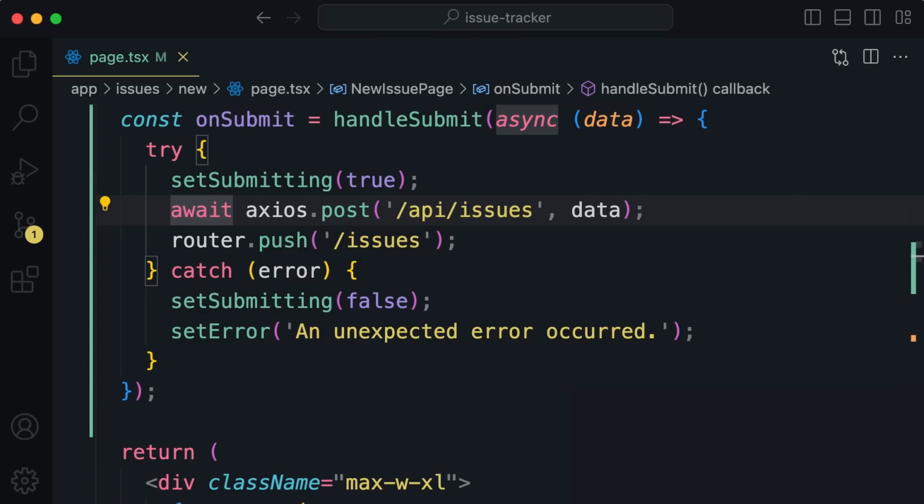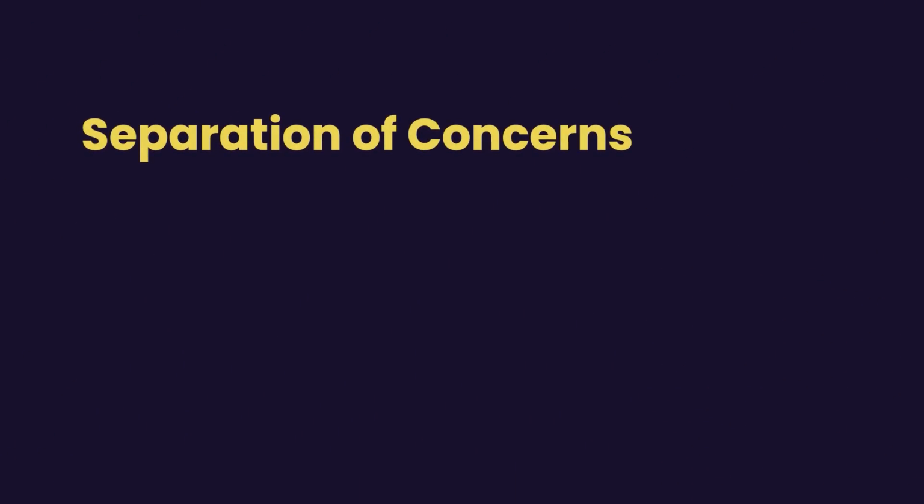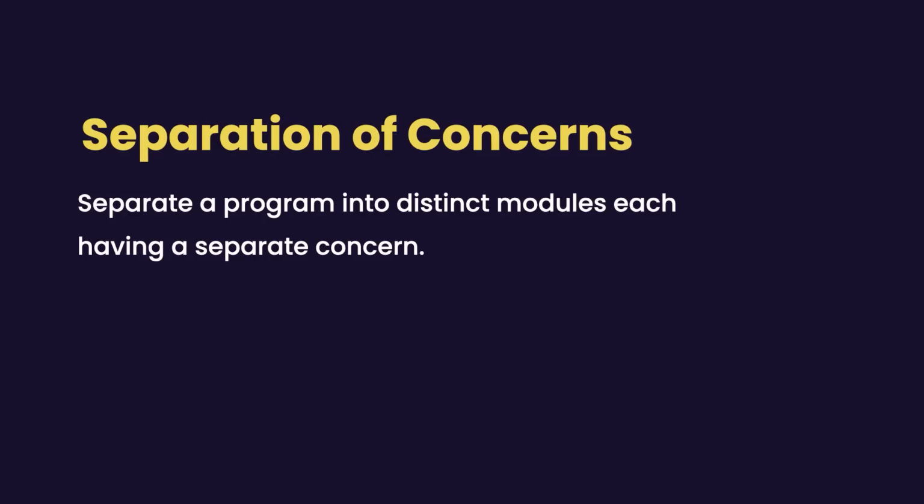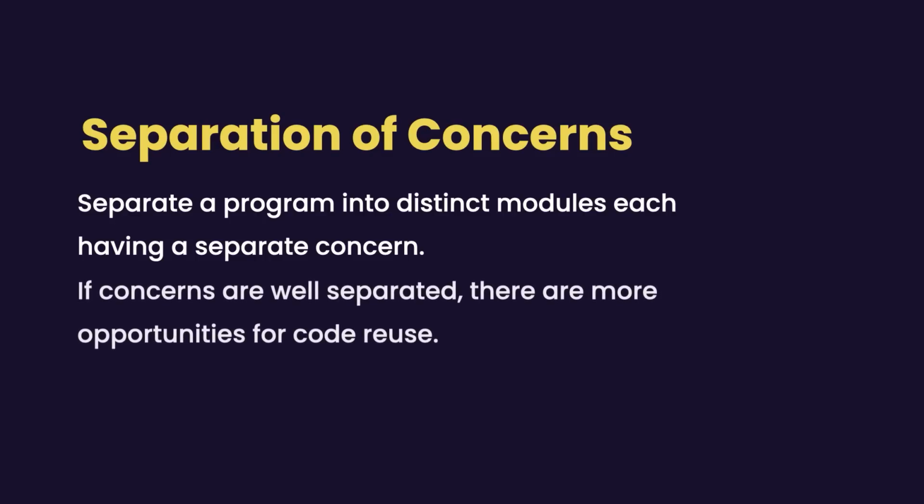of code. Some people argue that using Axios in the middle of a component violates the separation of concerns principle. What is separation of concerns? Well, it's one of the old computer science principles that says we should separate a program into distinct modules, each having a separate concern. If concerns are well separated, there are more opportunities for code reuse.